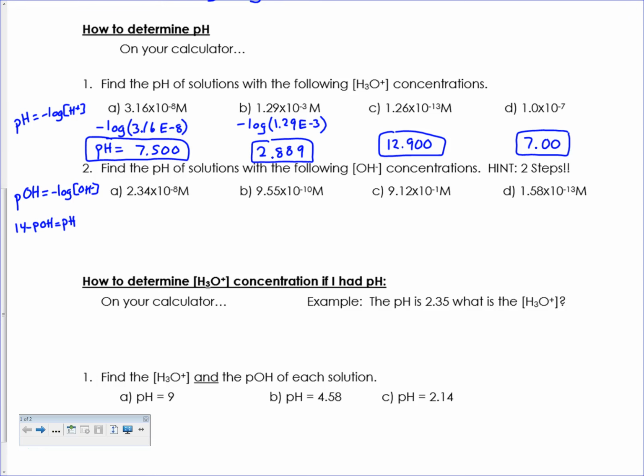So as I said, the first thing we do here is plug it in, and so I get negative log of 2.34 times 10 to the negative 8th, sorry, equals 7.631. Okay, and so that is our pOH value, and then we need to figure out what the pH is. So we just take 14 minus that, and we get pH equals 6.369.